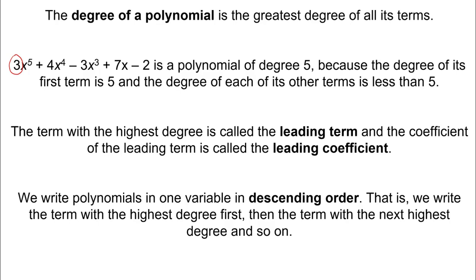Now, it's also important to note that we write polynomials in one variable in descending order. Now, what does it mean to write it in descending order? Well, that means that we write the term with the highest degree first, as we did in our example here. We wrote the 3x to the fifth term first because that's the highest degree term. Then we write the term with the next highest degree, in this case, the 4th degree term, and so on. We go down from there. So in this example, we wrote the 5th degree term first, the 4th degree term second, the 3rd degree term third, the 1st degree term fourth, and then the 0 degree term, or the constant, last.